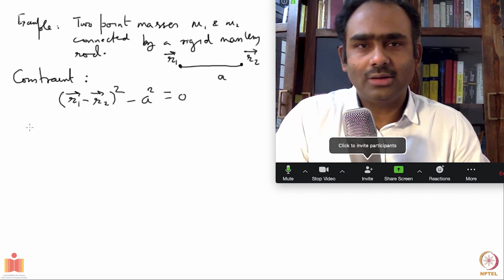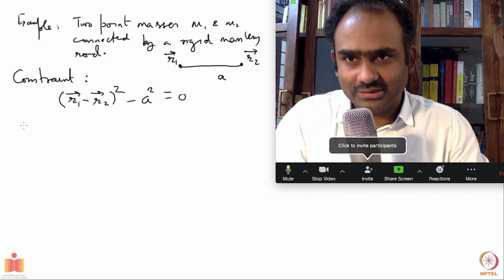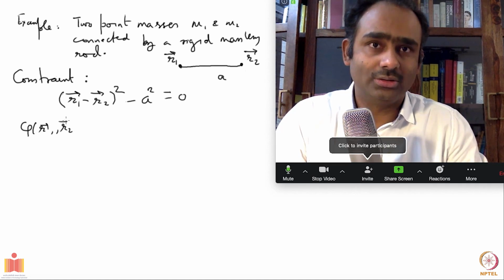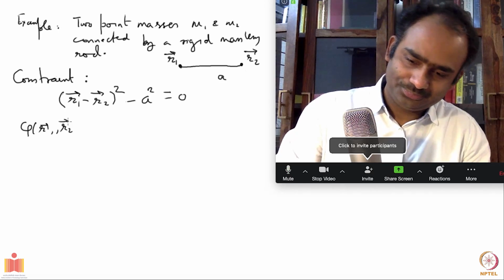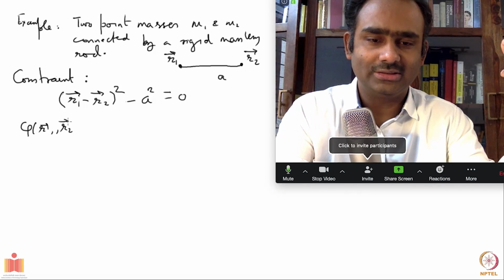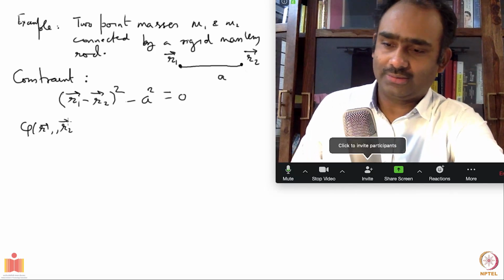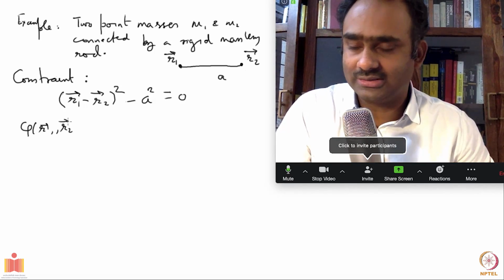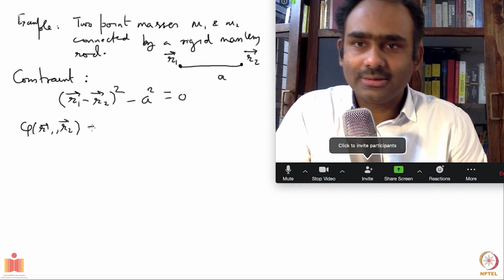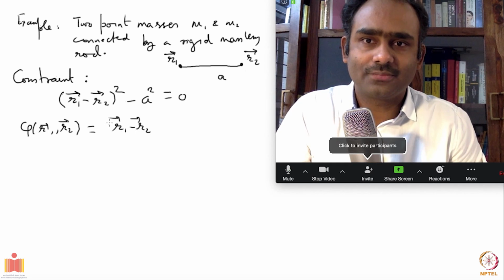If I want to write down in terms of phi, which we had last time, the equation of constraint, I would write the function phi of R1 and R2. There's no time dependence here, so the distance is fixed. You could imagine another case in which the distance is changing with time in a specified manner. That would also be a constraint, a time dependent constraint, but this one is time independent. So phi of R1, R2 is (R1 minus R2) squared minus A squared.